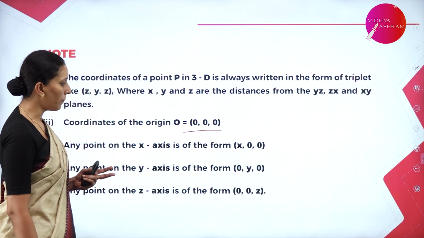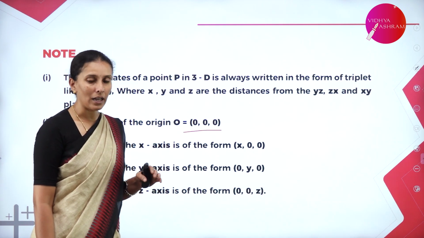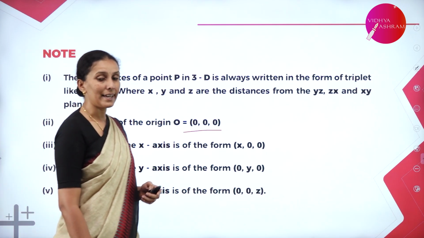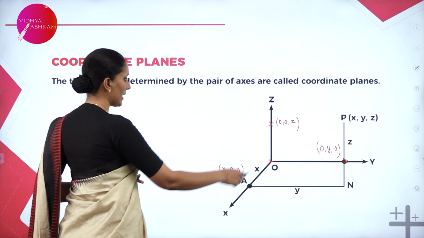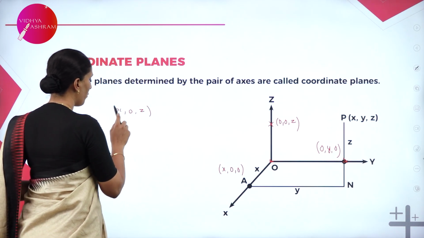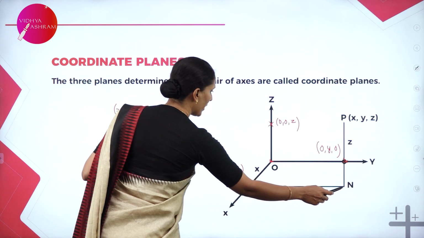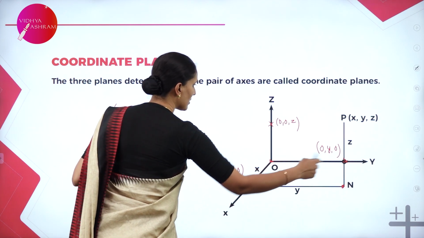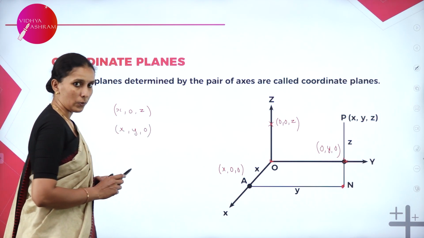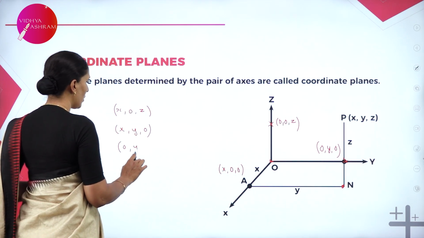And when you are talking about planes, a plane is an area determined by a pair of axes. So any point which lies in the xz plane will have its y coordinate as 0, so it will be in the form of x, 0, z. Any point on the xy plane, suppose this is the point N, you can see this point N is on the xy plane, so in that case the z coordinate will be 0. Similarly, any point that lies only on the yz plane will have its x coordinate as 0.